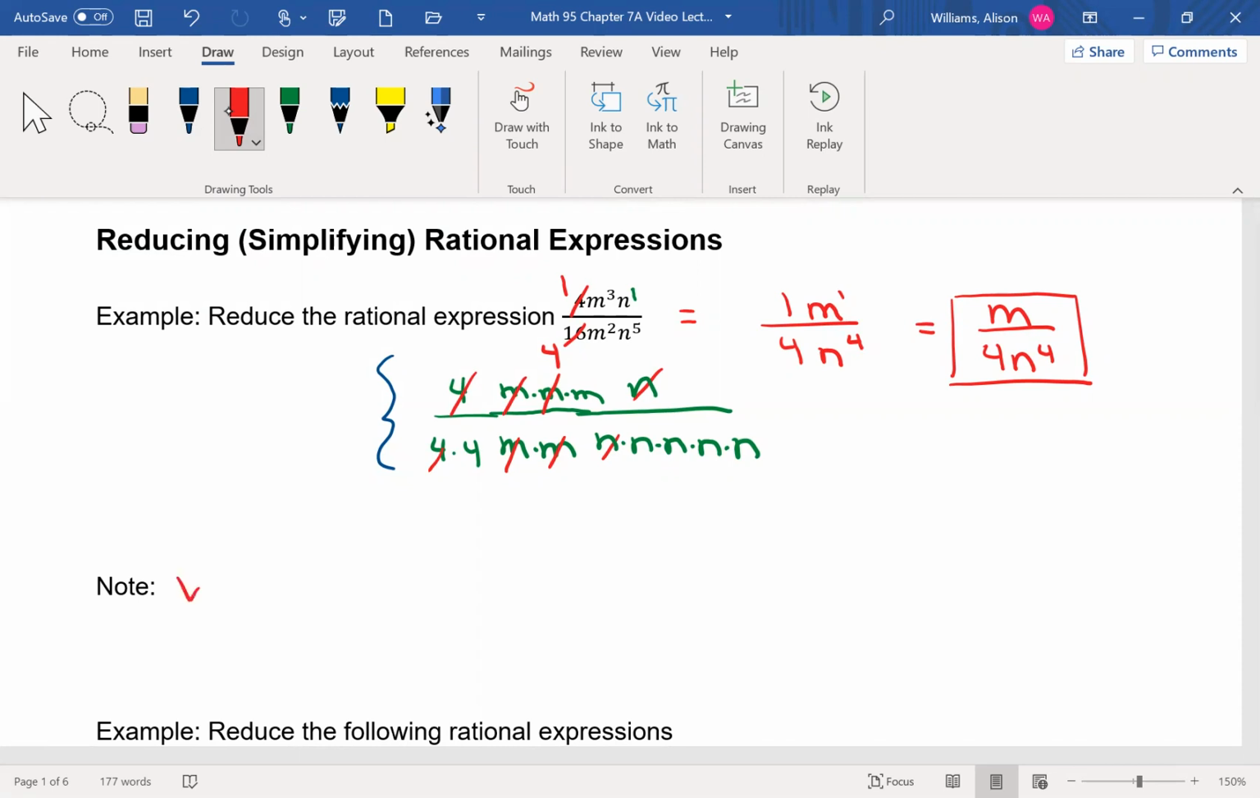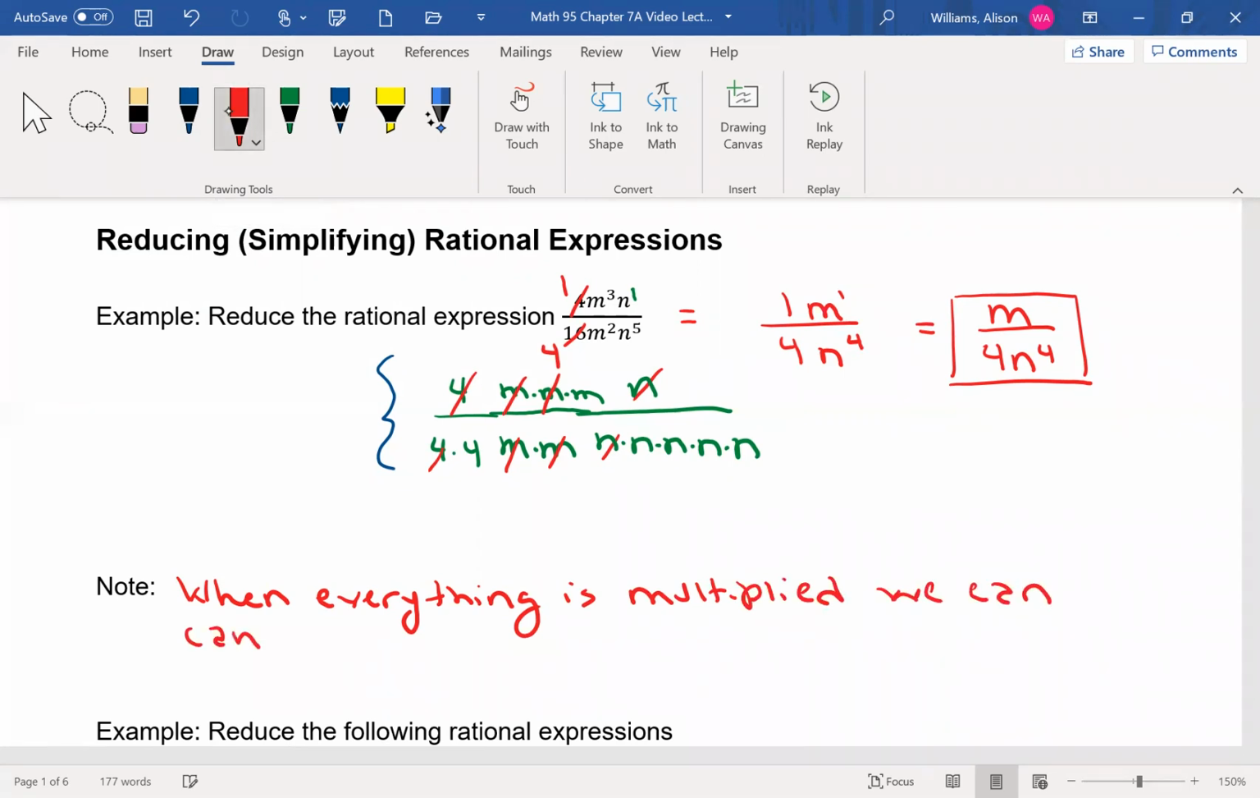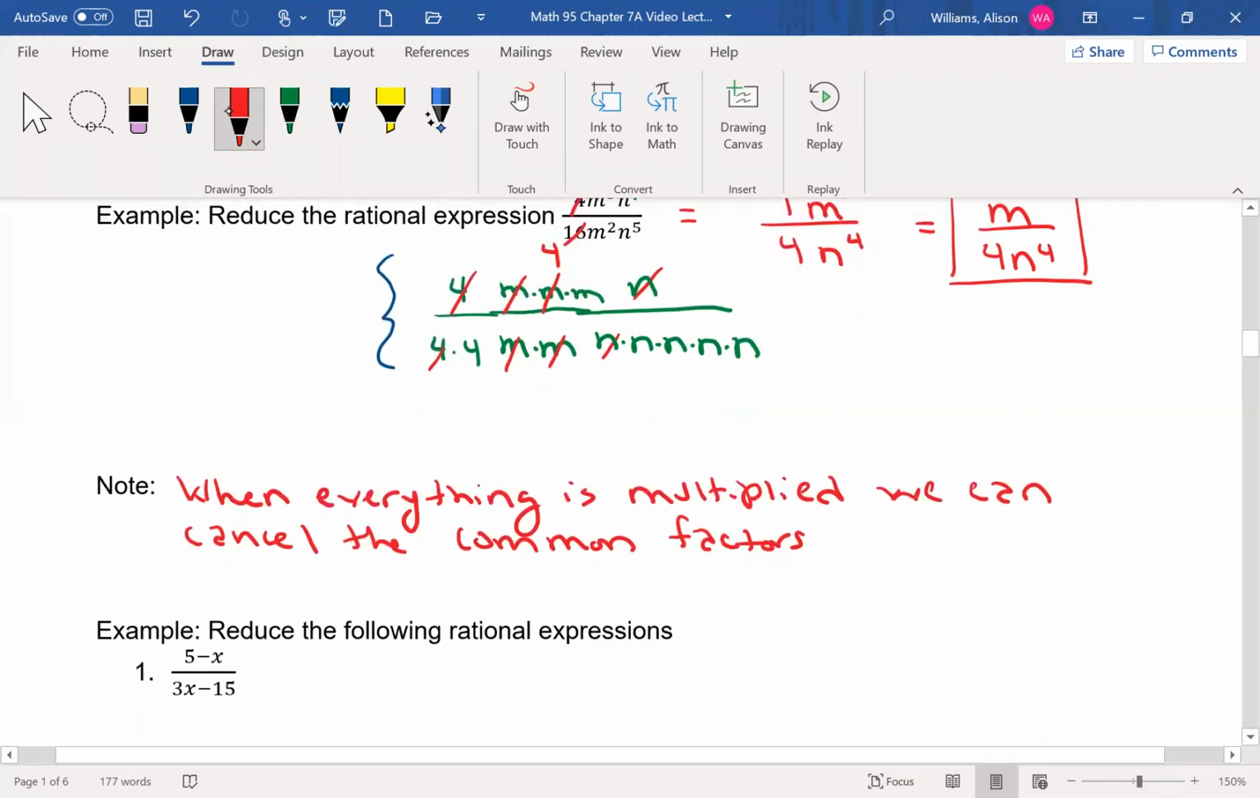So when everything is multiplied, like it is in this last example, we can simply cancel the common factors. Well, factor. There it is. The F word again. So what this means then is we want things to be a multiplication.